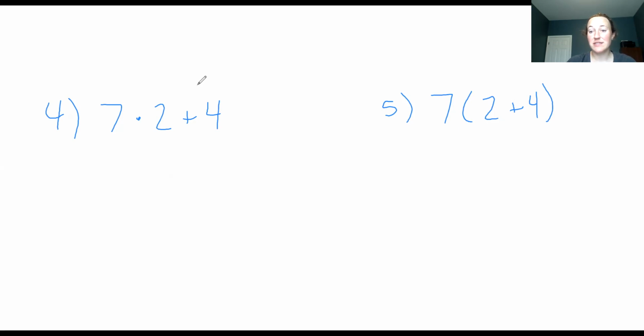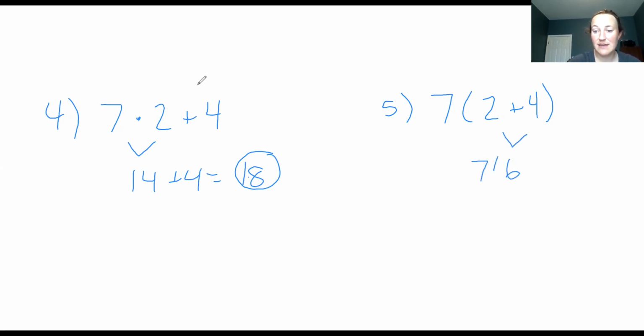All right, let's see how we did. Order of operations, multiplication comes first. So I've got 14 plus 4. I'm getting 18 for number 4. And for number 5, parentheses comes first. So 2 plus 4 gets me to 6. 7 times 6 gets me to 42.